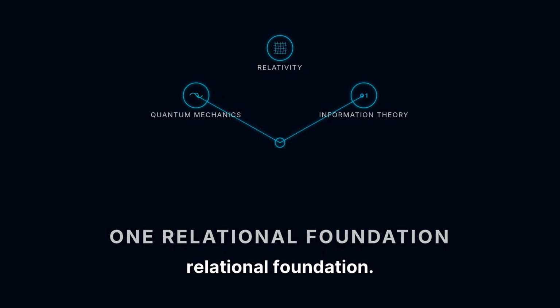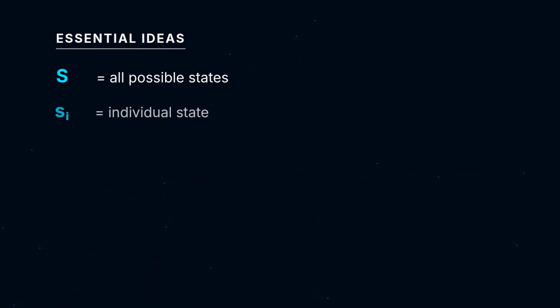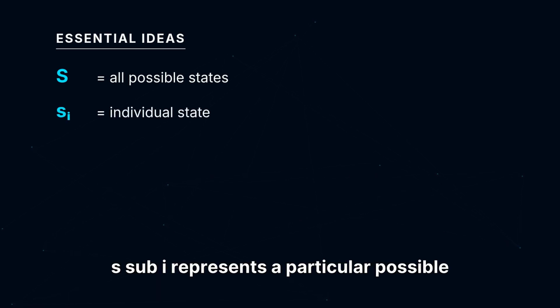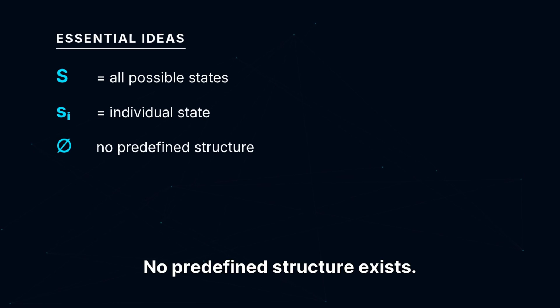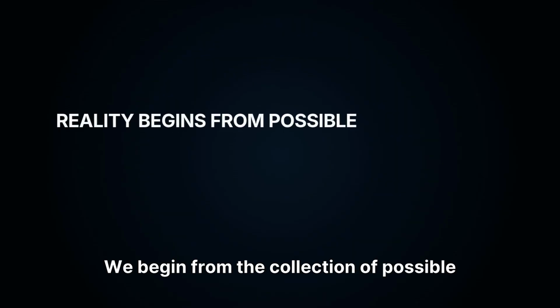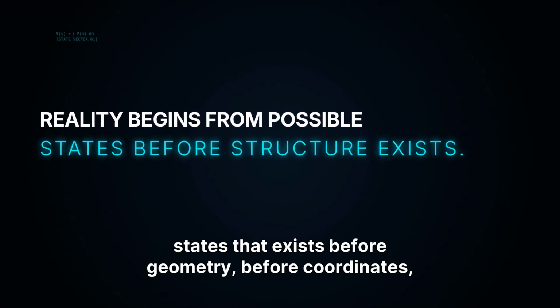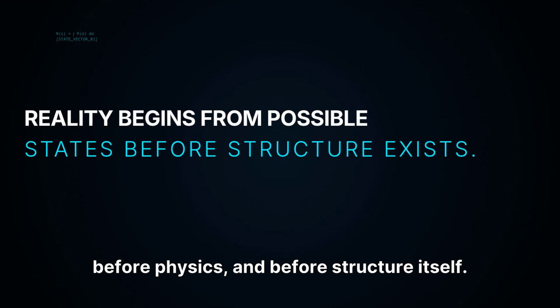At this stage, we have established four essential ideas. S represents all possible states. S sub i represents a particular possible state. No predefined structure exists, and all structure will eventually emerge through distinguishability. We do not begin from objects. We begin from the collection of possible states that exists before geometry, before coordinates, before physics, and before structure itself.